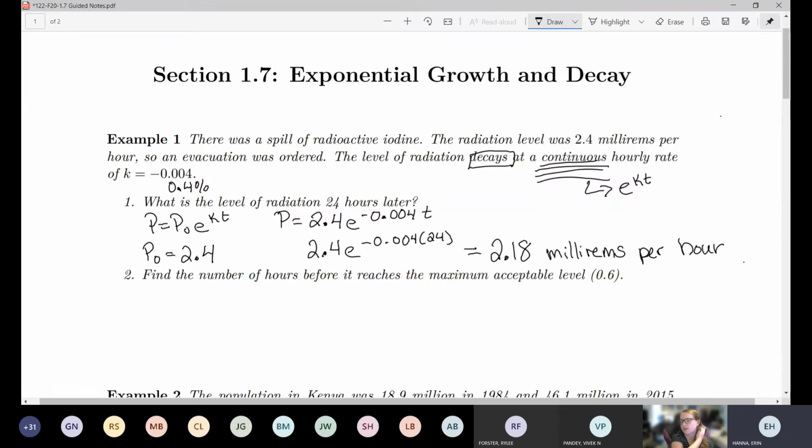So whatever the units of the P naught is going to be the units of the result as well, in case I hadn't made that clear yet. Okay, I'll pause for just a second.